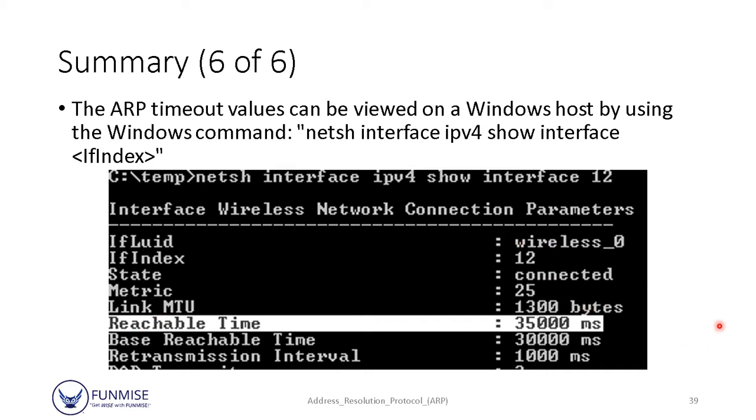What we're interested in here is this reachable time value, which I noted previously is a value that is randomly generated somewhere between 15 and 45 seconds based on a random multiplier applied to this base value of 30 seconds. This 30,000 milliseconds is equivalent to 30 seconds. If you need to verify, just use an online calculator.